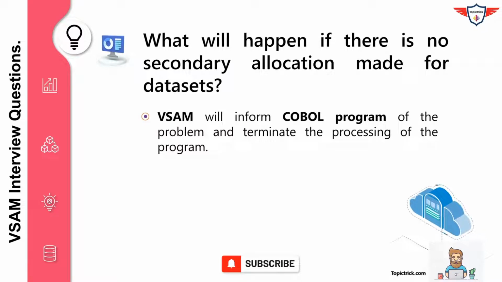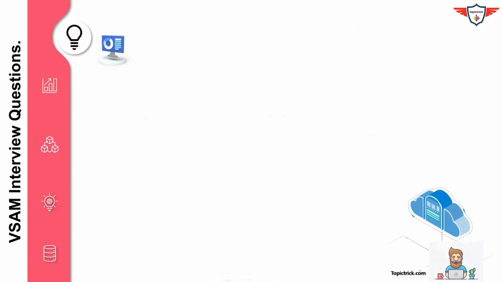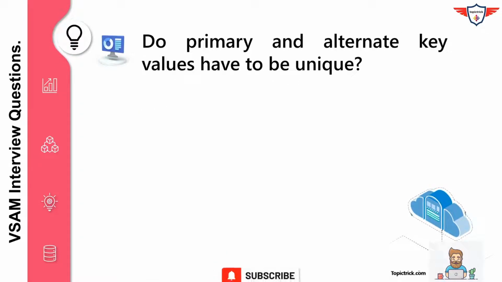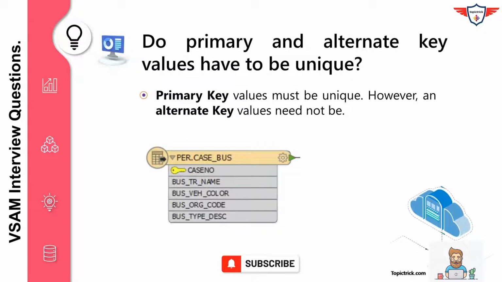What will happen if there is no secondary allocation made for datasets? VSAM will inform the COBOL program of the problem and terminate the processing of the program. Do primary and alternate key values have to be unique? Primary key values must be unique. However, alternate key values need not be.